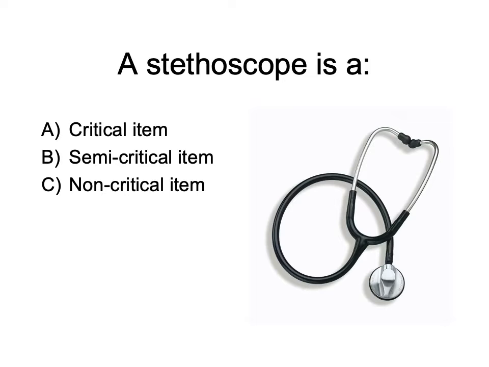A stethoscope is A, critical item, B, semi-critical item, C, non-critical item. The answer is a stethoscope is a C, non-critical item. You just touch the surface of the skin. You don't touch the mucous membranes with a stethoscope, and you do not pierce the body tissues.